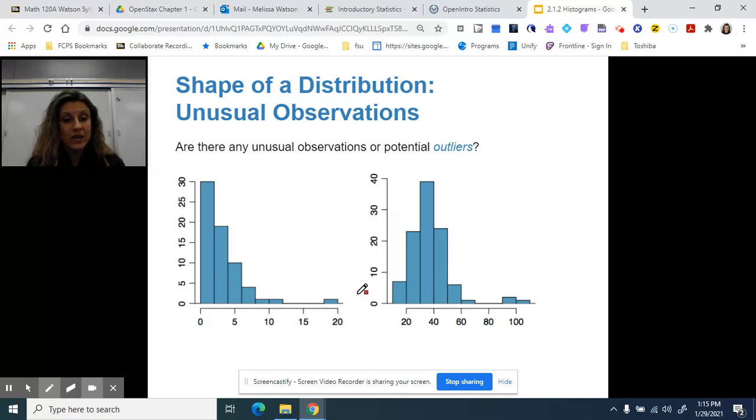So we are going to have a little mathematical check that we're going to talk about to identify outliers. But for right now, you just want to see if a data value is very small or very large compared to the rest, then we could say it's a potential outlier. And we'll get into how we actually check for outliers a little bit later.